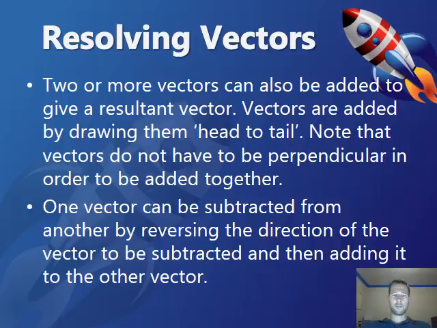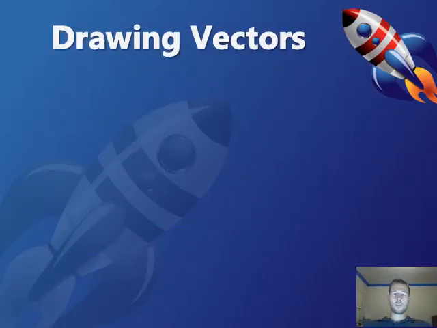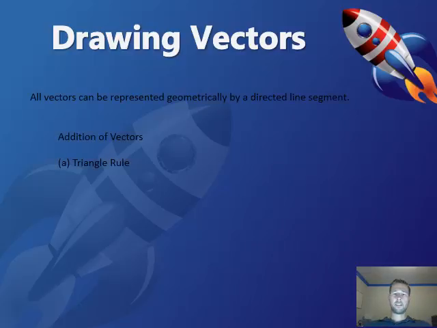A vector can also be subtracted from another by reversing the direction of the vector to be subtracted, then adding it onto the end of the other vector. So let's have a look at what this might look like. All vectors can be represented geometrically, meaning we can draw them by a line segment.